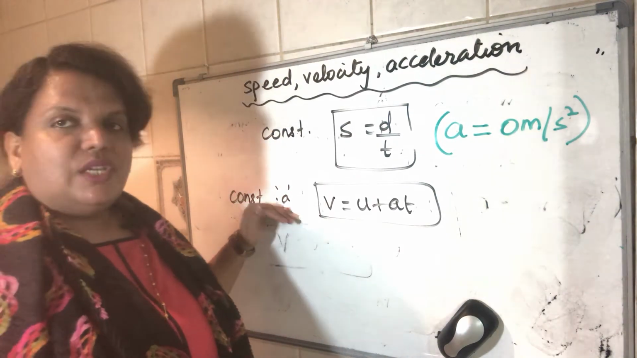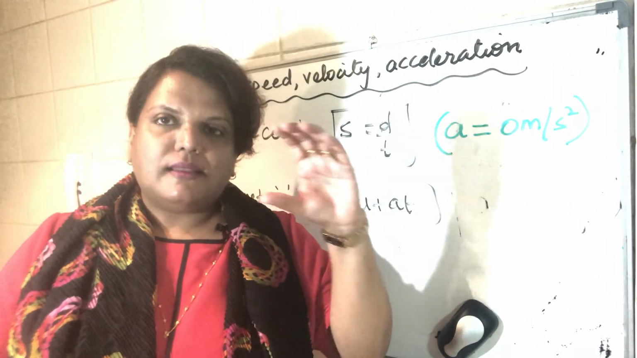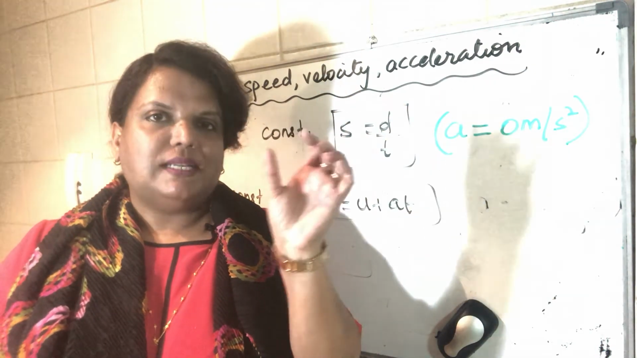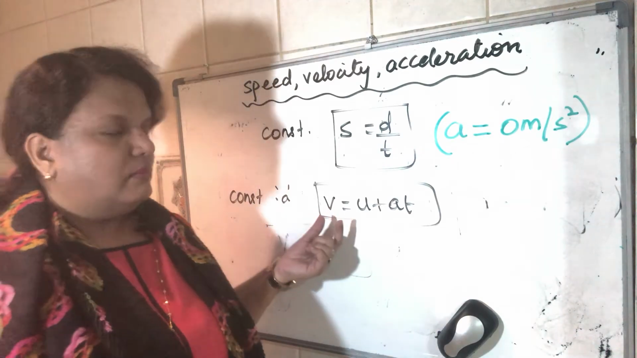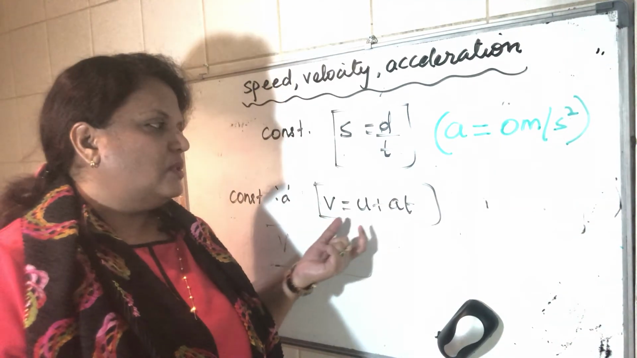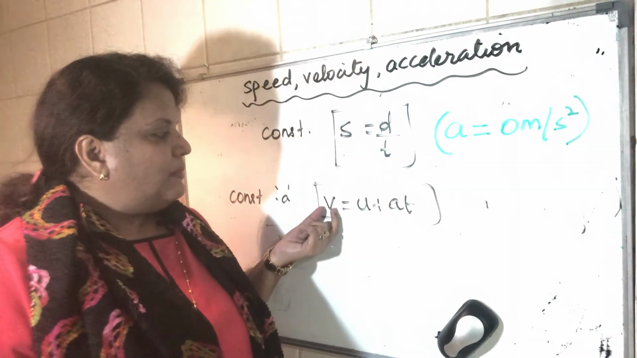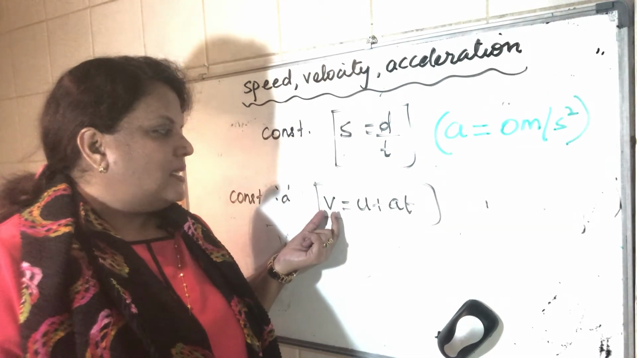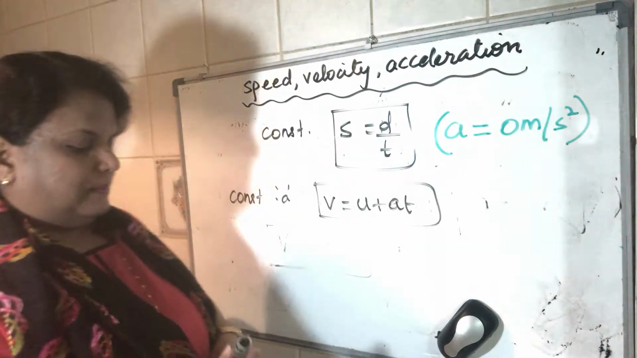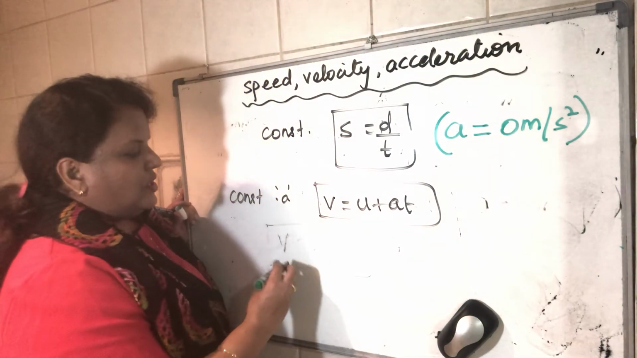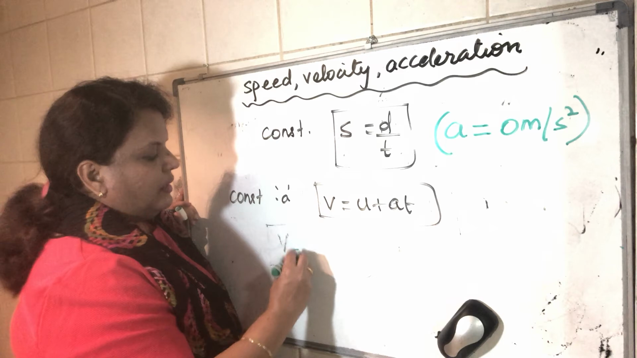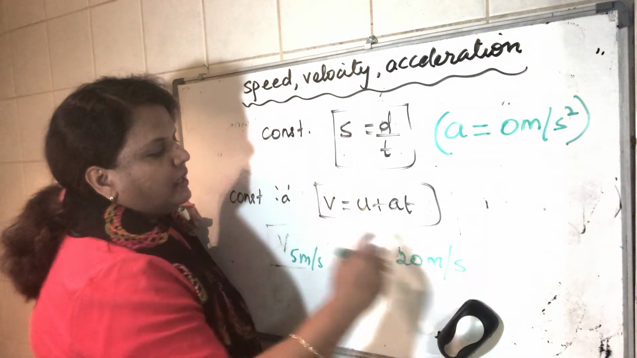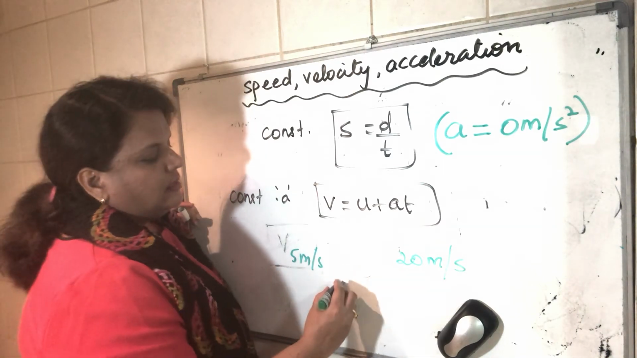Now, constant acceleration means the object increases its speed by the same amount for equal intervals of time, and mostly you will be using v is equal to u plus at. Now, I didn't explain what each alphabet stands for. Here v stands for the final velocity. Say the speed has increased from 5 meters per second to, say, 20 meters per second. Say the time taken for this change is 5 seconds.